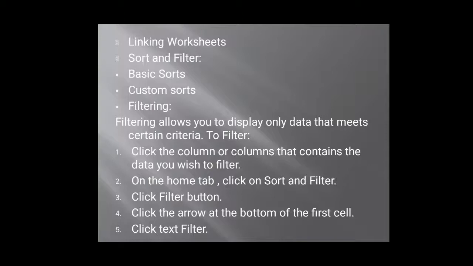Next is filtering. Filtering can be of many levels. Filtering allows you to display only data that meets a certain criteria. Suppose I have entered the results of 50 students, and I want only the students who have scored marks above 60. At that time I will not go for sorting, I will go for filtering, and I'll put a condition: marks greater than 60. I will get the data of only the students scoring more than 60. So that is the use of filtering. This is the difference between sort and filter.